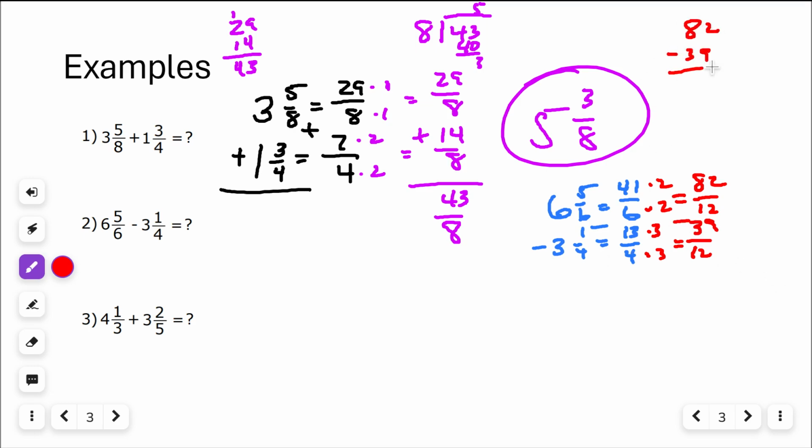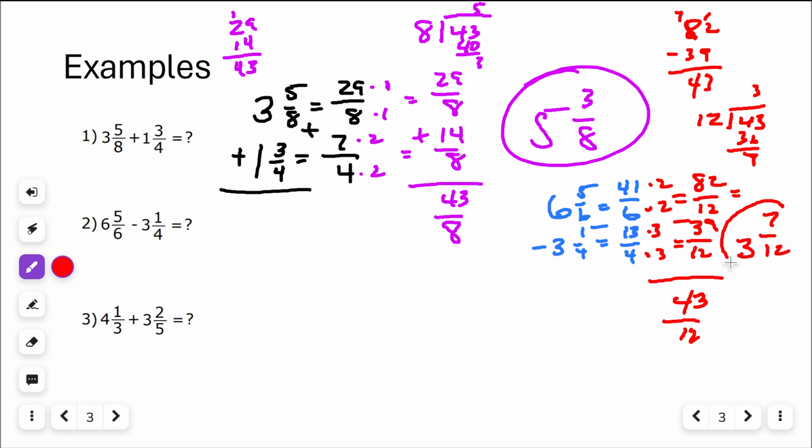82 minus 39, I'll do my math up here. So I need to borrow from that, make that a 7. Bring that over. 12 minus 9 is 3. 7 minus 3 is 4. So that is 43 over 12. And then 12 goes into 43. 12 times 3 is 36. That's the closest we can get, with 7 left over. So this is 3 7/12. And that's my answer for that.